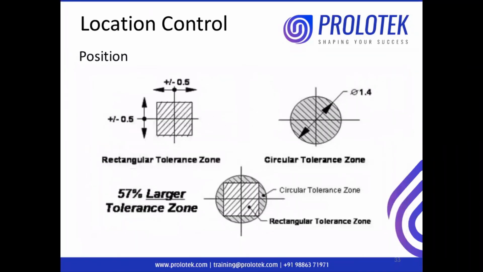Now, what is the advantage of converting a coordinate tolerancing system to a positional tolerance? In coordinate tolerance, we used to get a square tolerance, 1 mm by 1 mm in this example. When we take the diagonal, which is the maximum tolerance value, and then convert that into a circle, we create a circle of 1.4. When we superimpose this 1.4 circle onto this 1 mm by 1 mm square, we get 57% more tolerance than what we used to get with the square tolerance zone. Because we are getting more tolerance with positional tolerance, people started using positional tolerance.